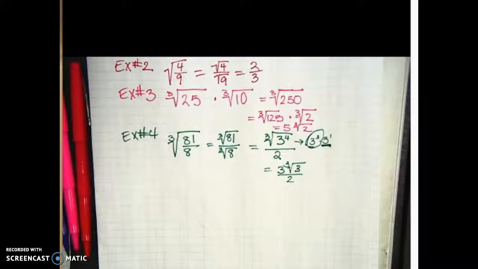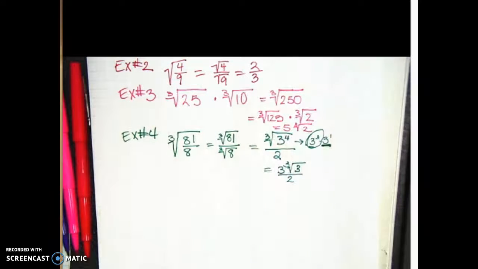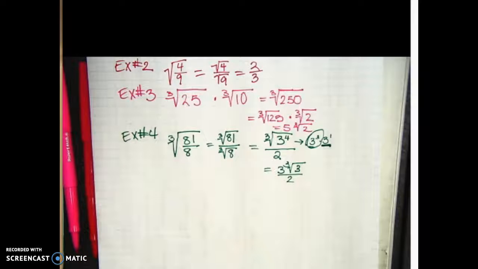If there was like a cube root, would you read squared? I'd have to, I'm not sure what you're saying. Write it down, and then I'll come look at it and tell you what to do with it. That's probably the best way to deal with that. Any other questions on example 4?